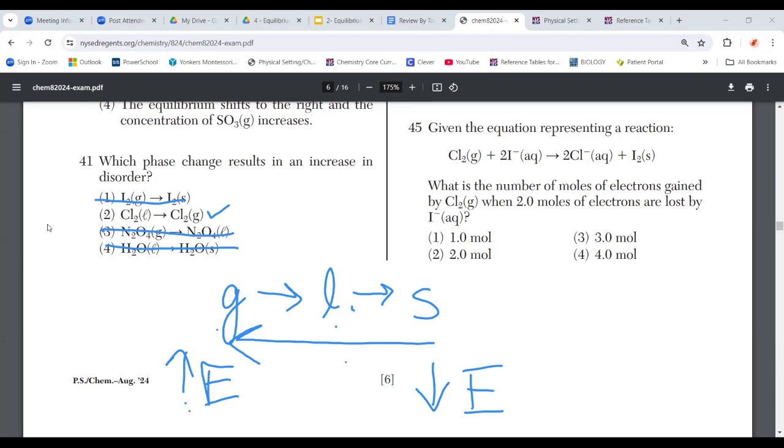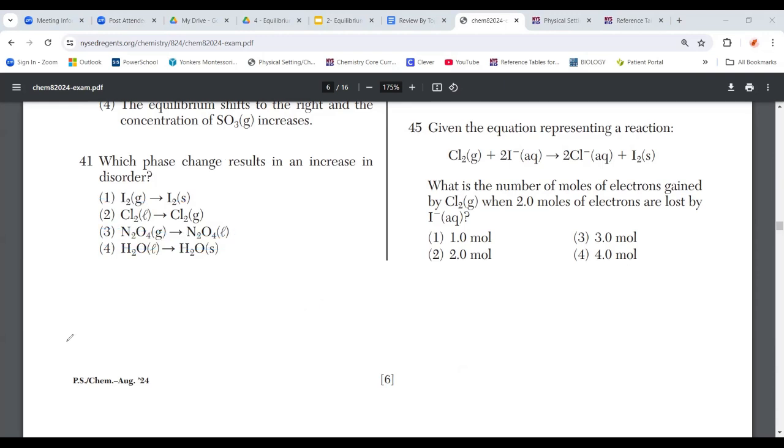And I don't even care what it is. I don't care if it's chlorine. I don't care if it's water, whatever. All right, so it's 2. That was a pretty easy one if you know about disorder. And they didn't even use the word entropy. So it was like you didn't even have to know the vocabulary, you just had to know.